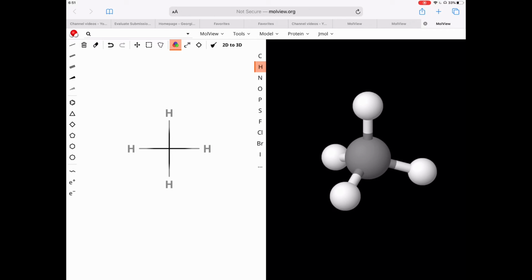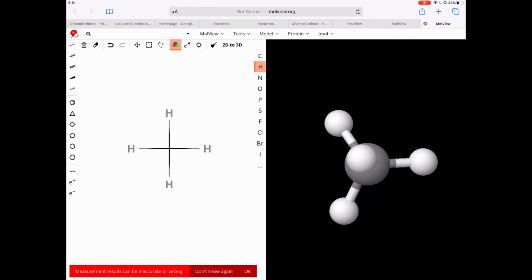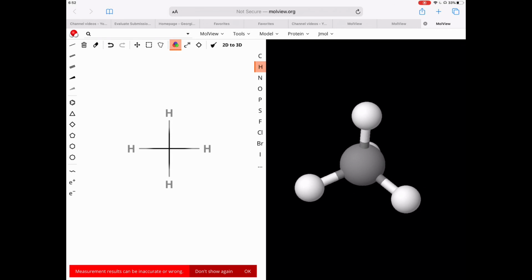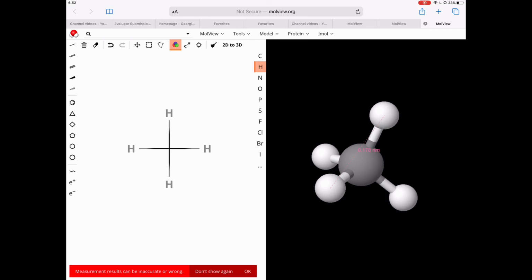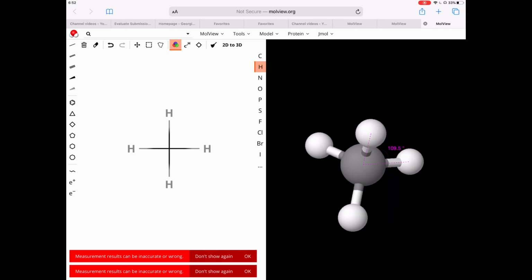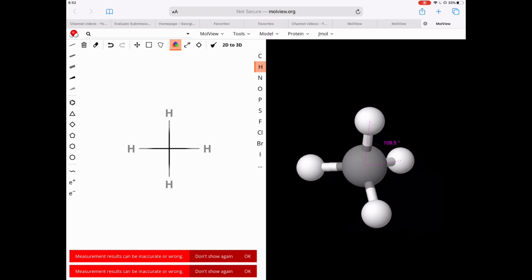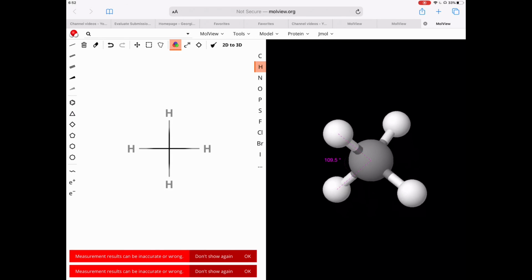To measure a bond angle, go to JMOL angle. Now you have to touch three atoms to measure the bond angle between them. So hydrogen, carbon, hydrogen. Let me do that again. So go to angle, hydrogen, carbon, hydrogen. There we go. We measured the bond distance, bond angle, and it's 109.5 degrees. So the methane molecule is going to have equivalent bond angles. All the bond angles here in this tetrahedron are 109.5.